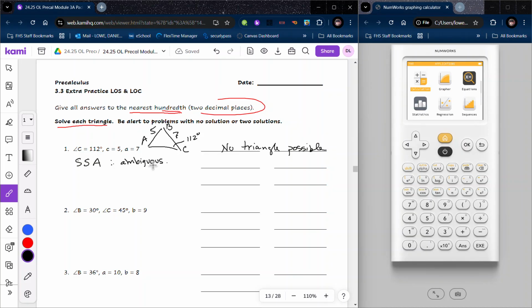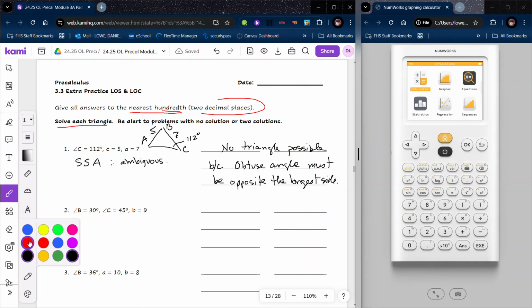The reason we have no triangle possible is because an obtuse angle must be opposite the longest side. We'll notice this obtuse angle of 112 degrees is opposite a side length of 5, and that side length of 5 is less than 7. So no triangle is possible here.